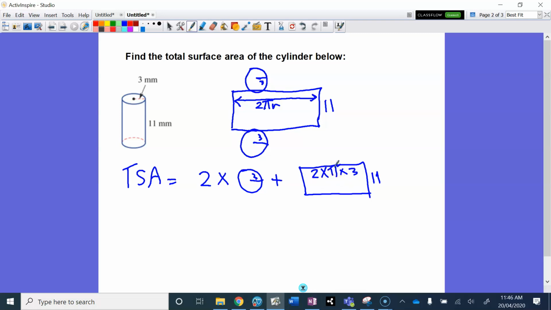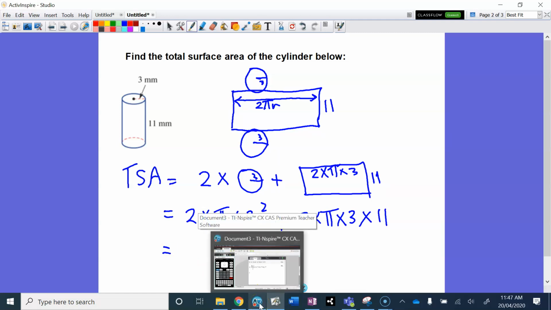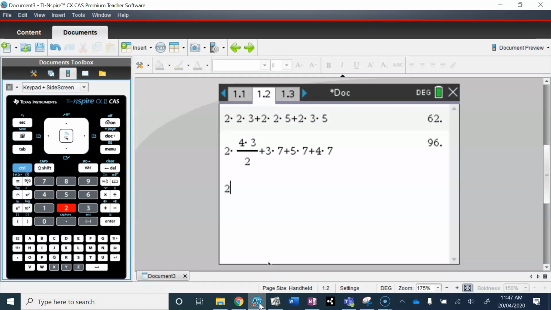Once I've got this little plan of attack, I can substitute all my values into the relevant formulas and work it out in one hit on the calculator. So the total surface area of that cylinder is going to be 2 times the area of that circle, pi times 3 squared, plus 2 times pi times 3 is the length, times the width, which is 11. So I've got one calculation to put into my calculator, and my answer will be the full surface area of that whole cylinder.